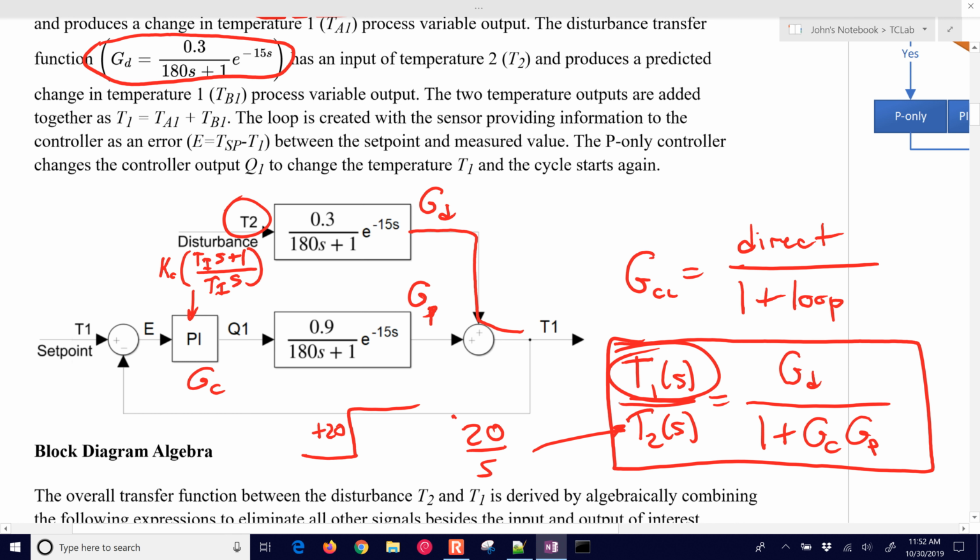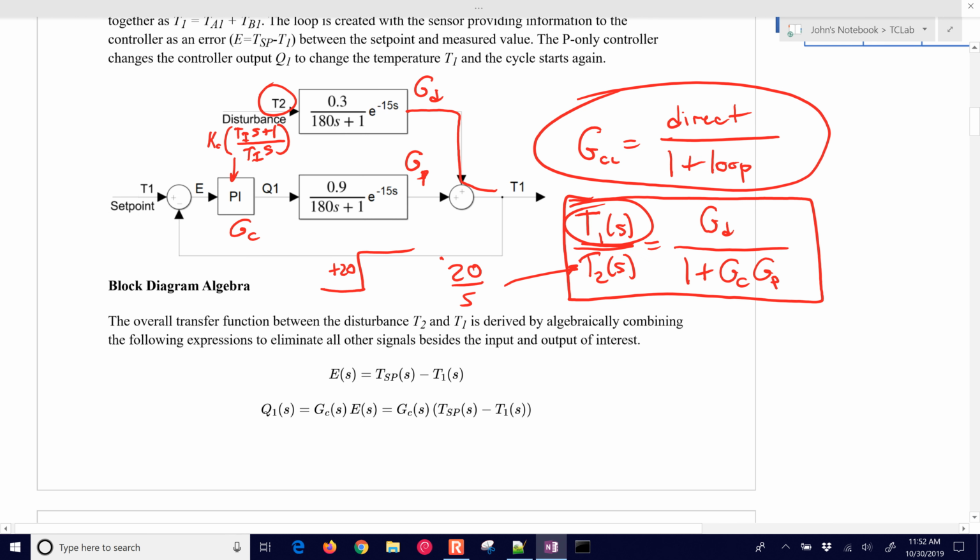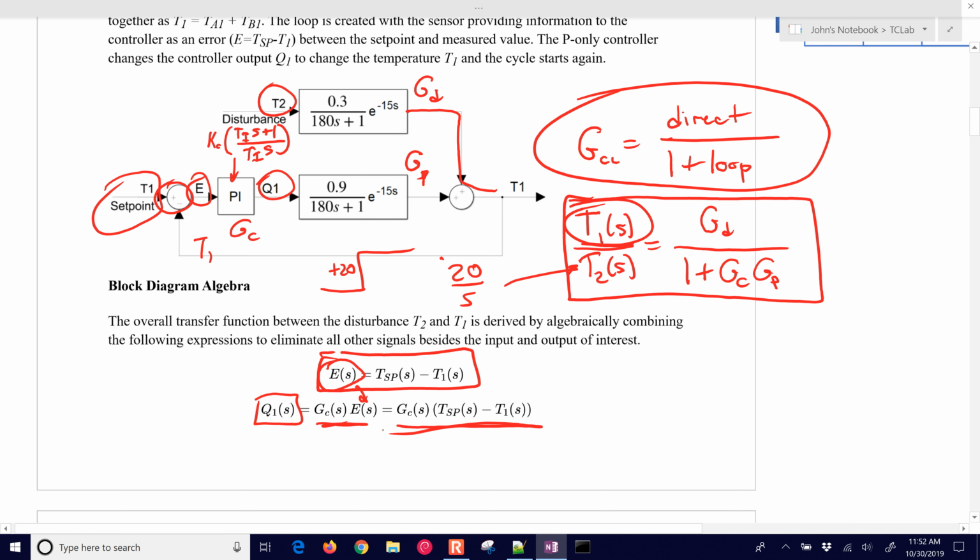Alright, let's just look at the block diagram algebra. We can get this same thing right here, but in a more general way, just by looking at the algebra of the system. We have our error, which is just going to be the set point minus the T1 value right here. We have a plus minus right here, and our error is just going to be the difference between those two. We have our Q1 value right here, which is just going to be our controller times the error. Or if I plug in the error right here, then I get controller times (T set point minus T1).